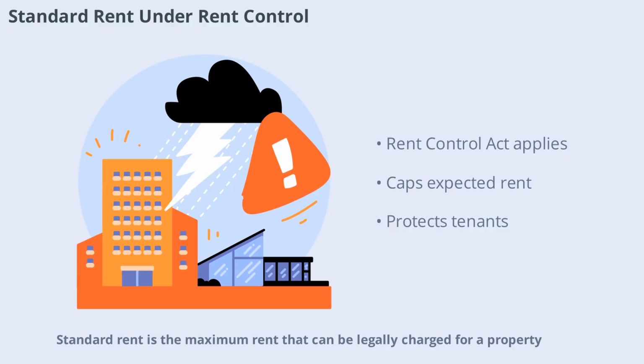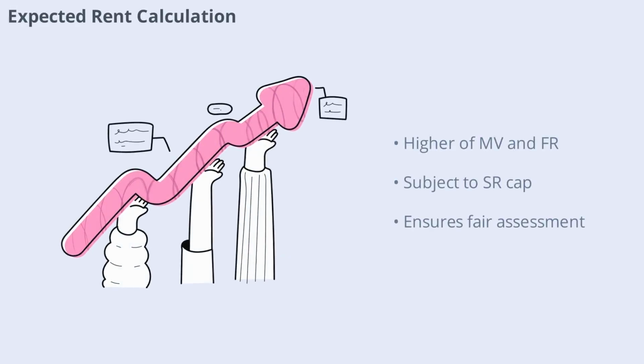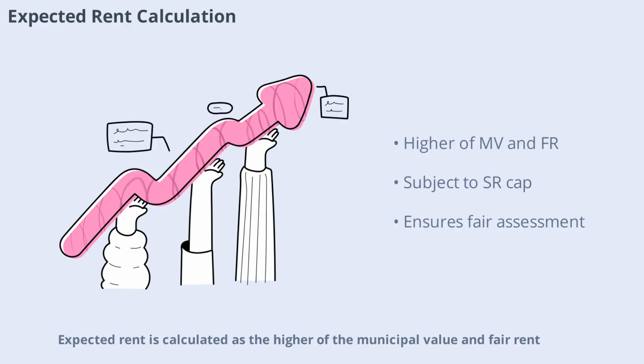Standard rent is the maximum rent that can be legally charged for a property, as fixed under the Rent Control Act. If standard rent is applicable, the expected rent for tax purposes cannot exceed this amount, even if the municipal or fair rent is higher. This provision protects tenants from excessive rent and ensures that property owners do not overstate their rental income for tax benefits. Expected rent is calculated as the higher of the municipal value and fair rent, but it cannot exceed the standard rent if applicable. This ensures that the property is not overvalued for tax purposes.